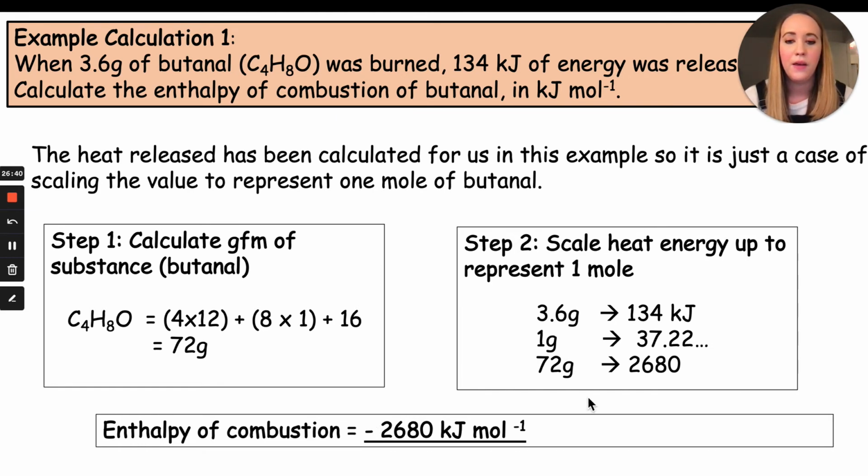Okay, so it's always a good idea with enthalpy of combustion to write out a final step of your working, where that's going to remind you to put that negative sign in.